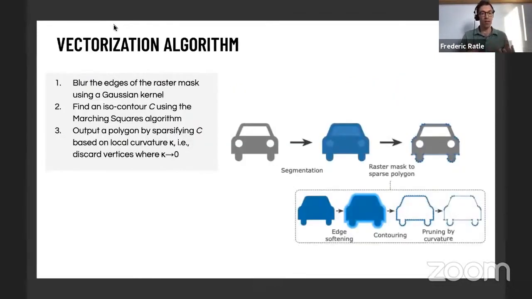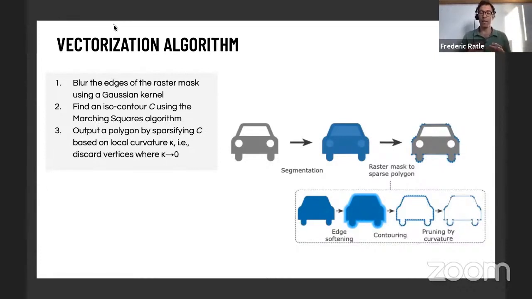Now, that algorithm, I'm going to say a few words about how it works here. Basically, we take the raster mask. We use a Gaussian kernel to just smooth the boundary. We then found the contour C using the marching squares algorithm, which is a common algorithm in the graphics literature.